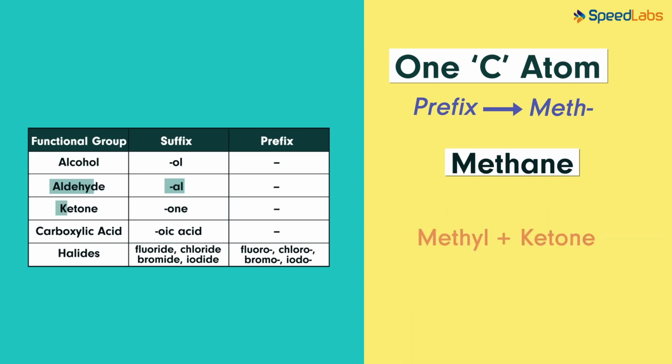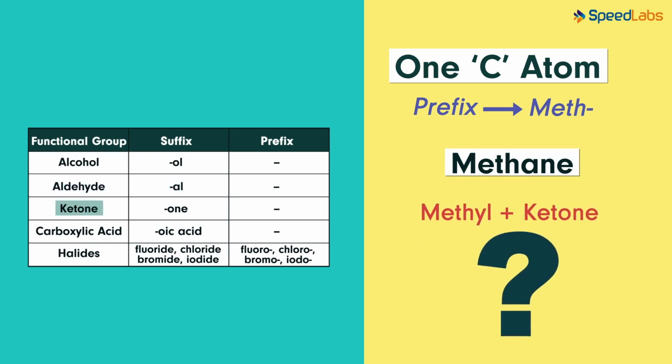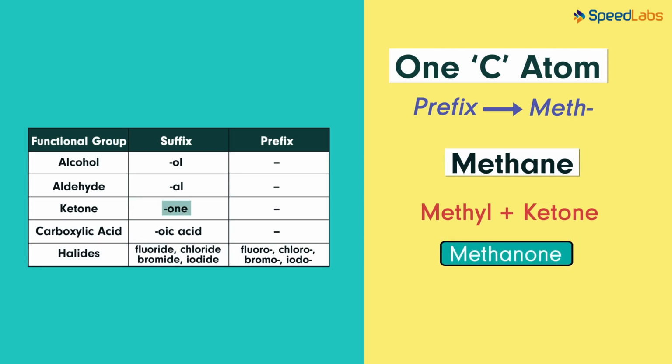Now what if a ketonic group is the main functional group? Take a moment to answer this question. Based on the table, it has to be methanone, right? That's not the correct answer. But why? We know that the ketonic group comes with a suffix -one. Yes, that's right. But the name of the compound is incorrect.